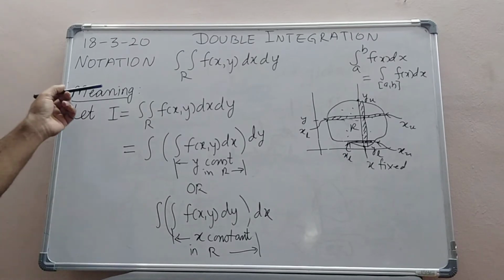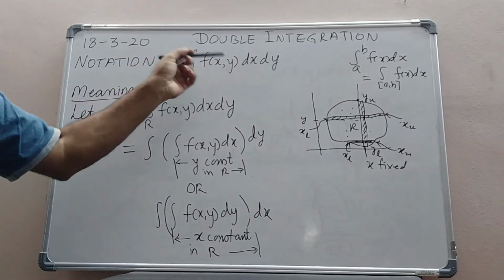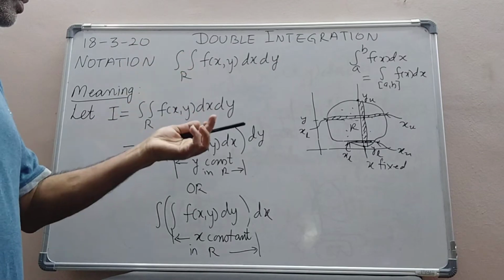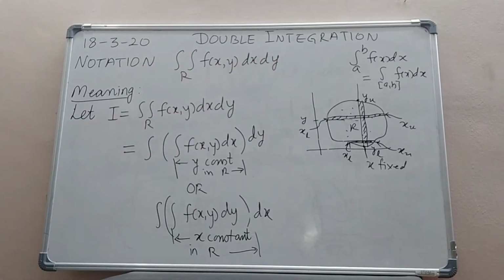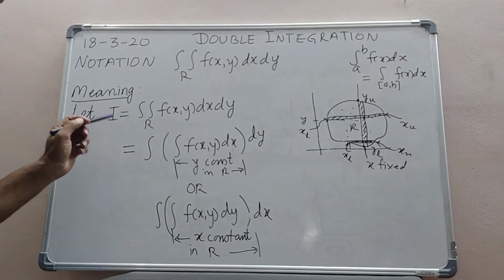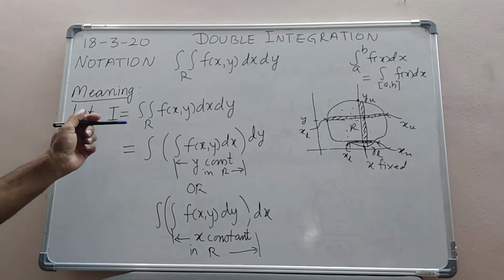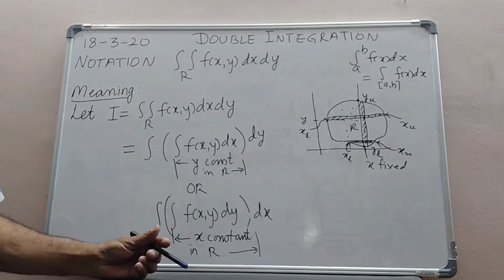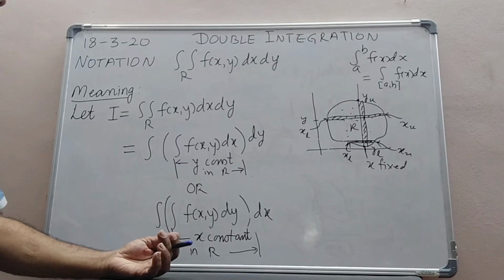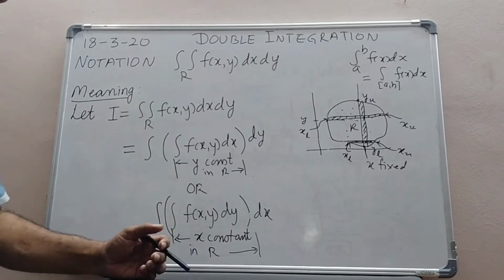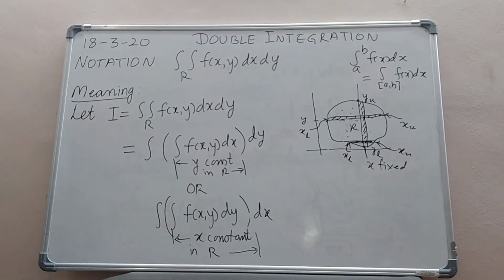So what is the meaning given to this particular notation? What is the value for this particular notation? So let me call that value I. And what these two lines basically codify is how is this value to be obtained? How is the value I to be obtained?